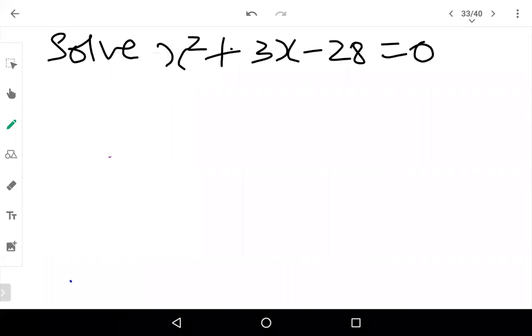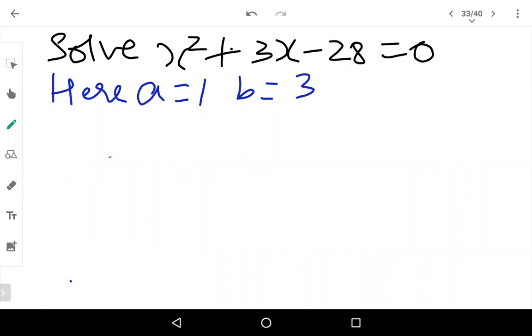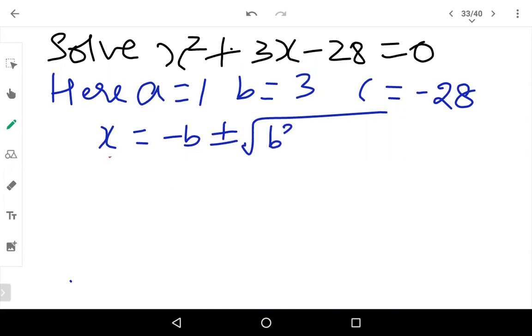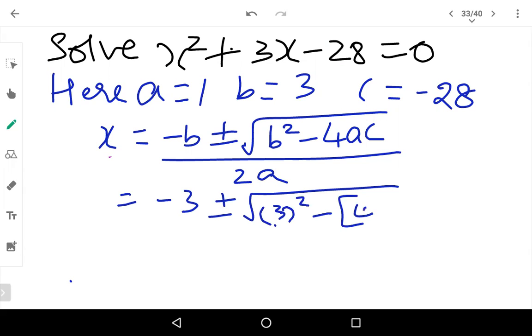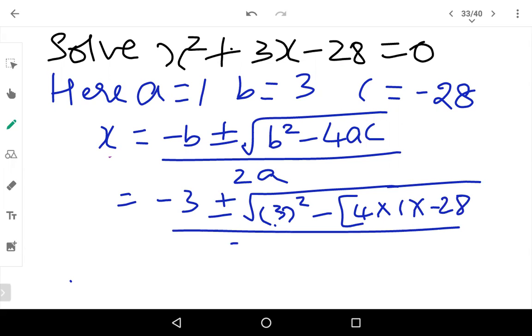Again, define the values. Here, a is equal to 1, b is equal to 3, c is equal to minus 28. Let's see who will give me the answer quickly. Who will give me the answer first? x is equal to minus b plus or minus square root of b square minus 4ac divided by 2a. So minus 3 plus or minus square root of 3 square minus 4 into 1 into minus 28, whole divided by 2 into 1.